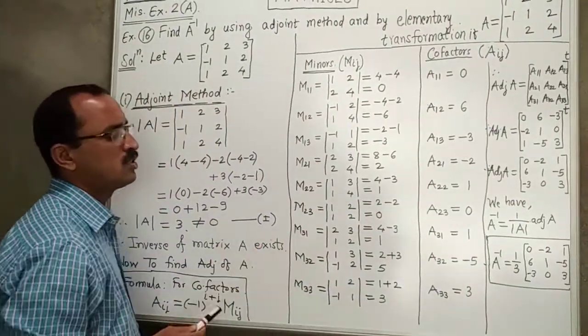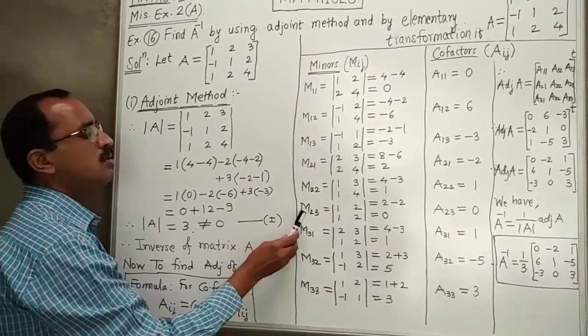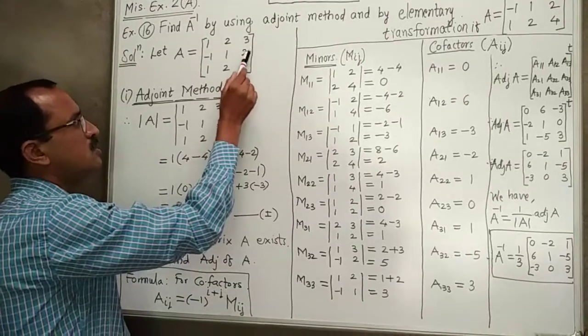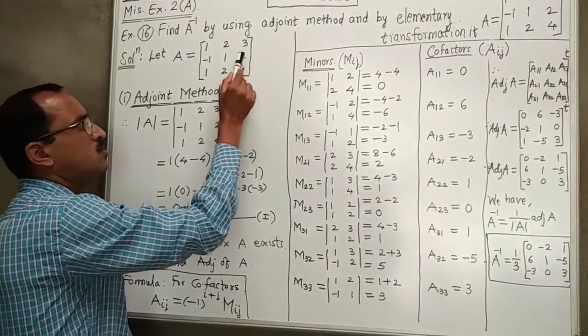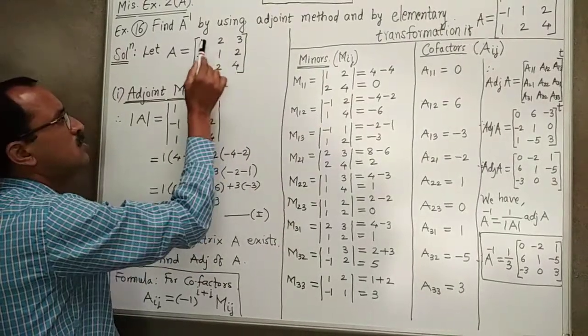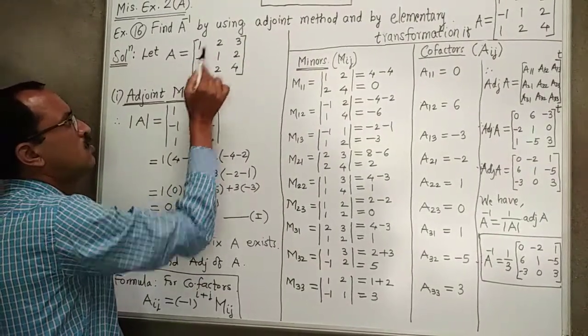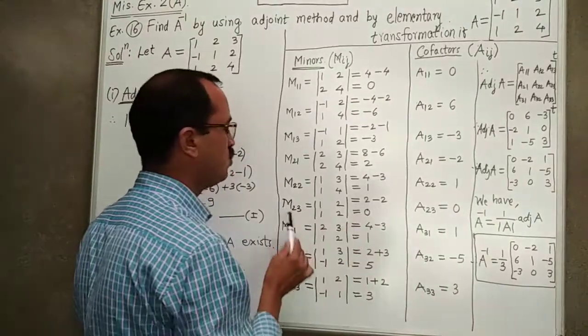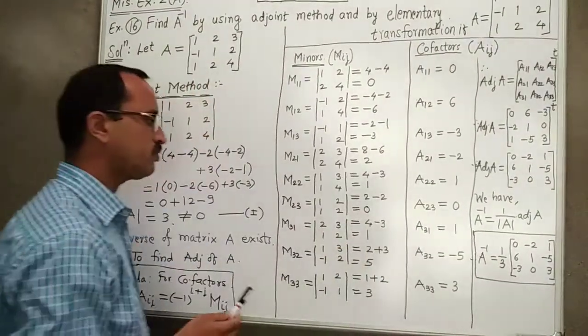Now M23 is the minor of A23. Now A23 is element 2. So we eliminate this row and this column. So we find determinant of [1, 2; 1, 2]. That means 2 minus 2, that is equal to 0. M23 is equal to 0.